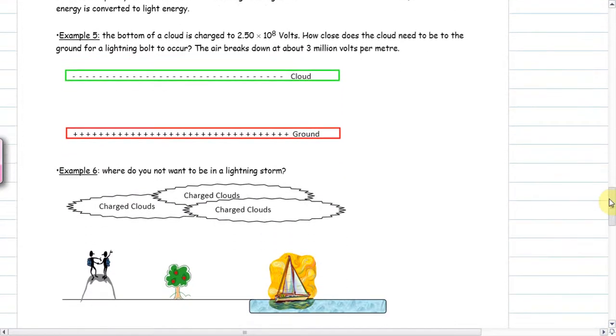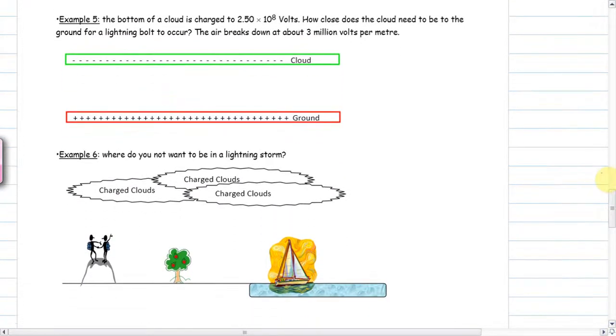Okay, let's talk about lightning. The bottom of the cloud is charged to 2.5 times 10 to the 8th volts. How close does the cloud need to be to the ground for a lightning bolt to occur?